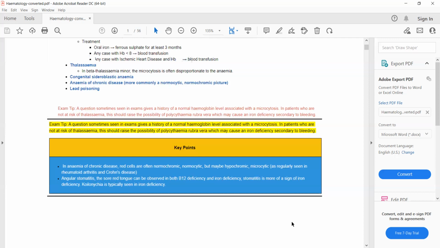Because of excessive proliferation of RBC or myeloid cells, the HbA will be normal, but due to iron deficiency that is secondary to bleeding, microcytosis will be there. So remember that with normal hemoglobin with microcytosis, you will suspect polycythemia rubra vera.